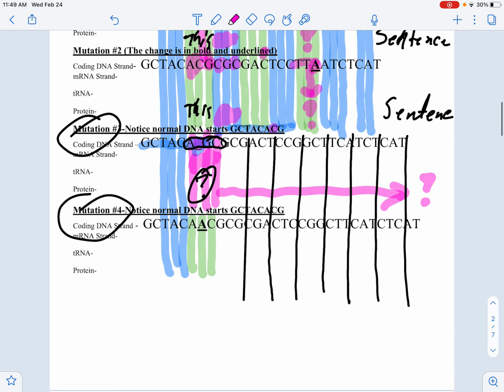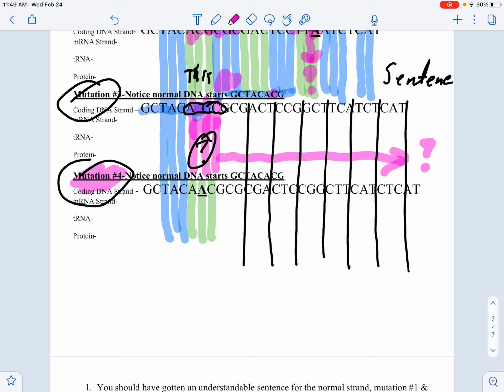Okay, and then same deal for mutation number 4 right here. Again, notice the normal DNA starts GCTACACG. Well, here we have GTACAACG. So in other words, that's an extra A right there. Now again, notice I have mine broken up into 3 nucleotides. But again, we need to figure out what is our protein. And do we still get a sentence here?